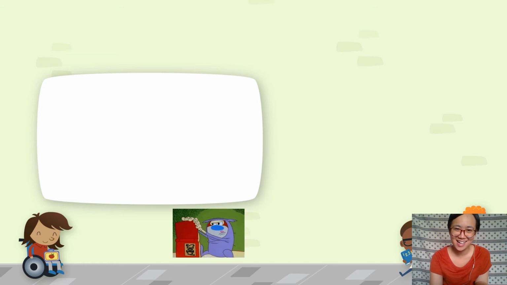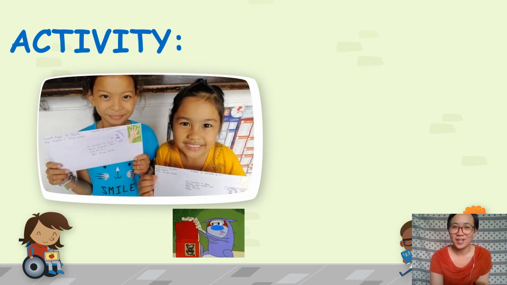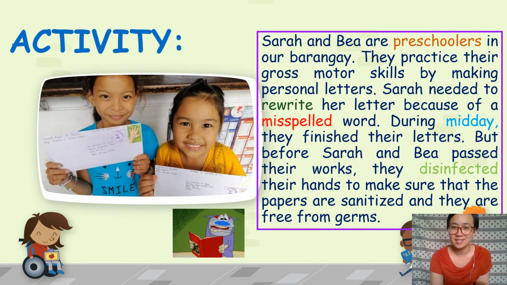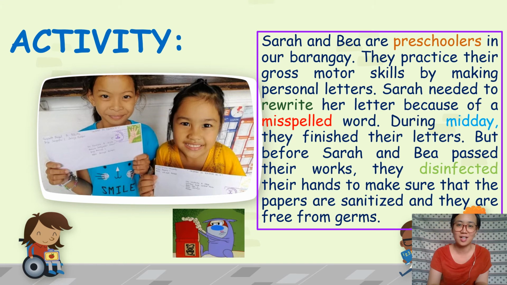Time's up, children. As you can see here, there are 5 words with prefixes. These are the answers: preschoolers, rewrite, misspelled, midday, and disinfected. If you were able to change the colors of these words, then congratulations, you got a perfect score of 5. Yeah!